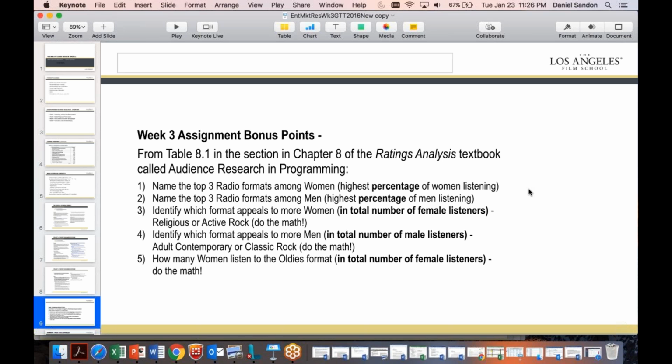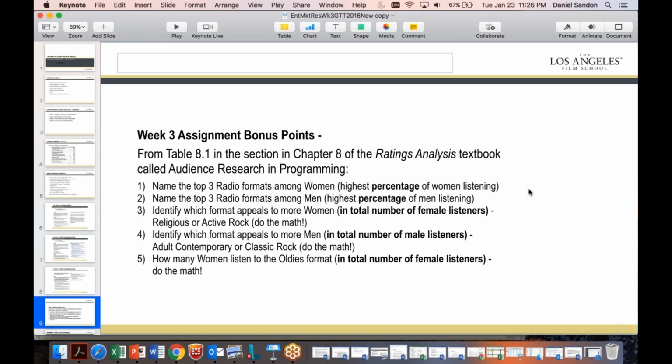Okay, this one's much more straightforward. You still have to do the math, but you're only concerned about the oldies format. So go to the list, find the oldies format, find the total audience for that format, and then multiply that by the percent of that audience that's female, and what you get is a total number of female listeners to the oldies format, and just tell me what that number is, okay? But you have to run that math to do it.